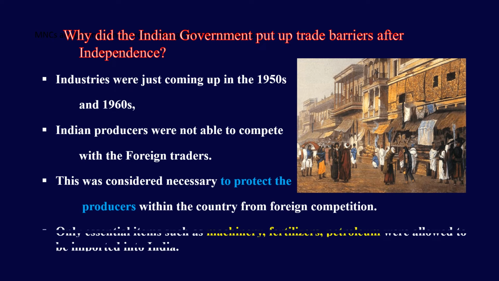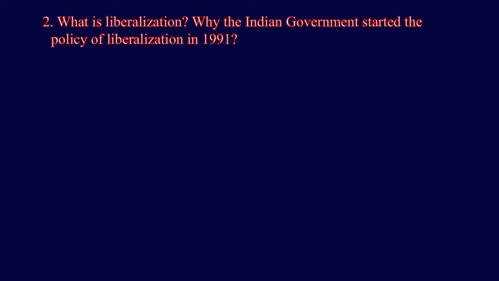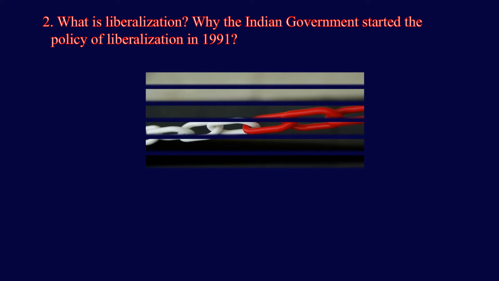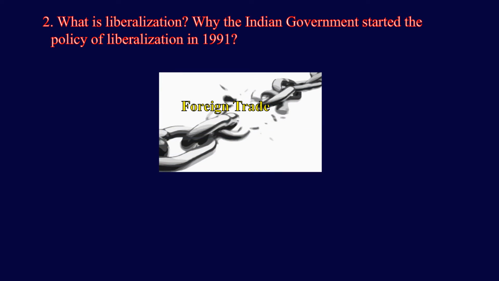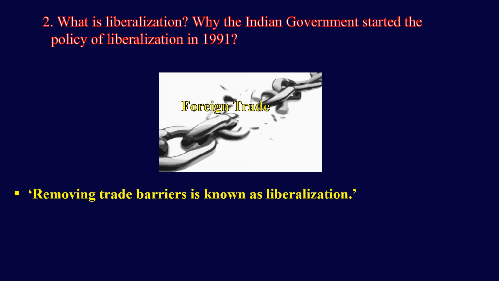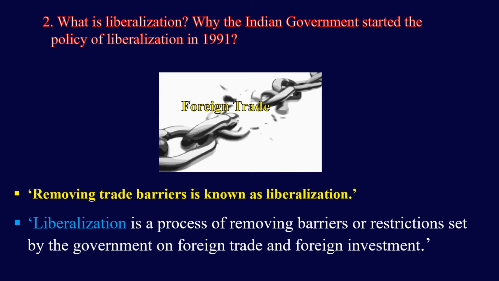Only essential items such as machinery, fertilizers, petroleums were allowed to be imported into India. What is liberalization? Why the Indian government started the policy of liberalization? As you know, trade barriers are restrictions on foreign trade. Removing these restrictions is known as liberalization, or removing trade barriers is known as liberalization. Or we can define it as liberalization is a process of removing barriers or restrictions set by the government on foreign trade and foreign investment.